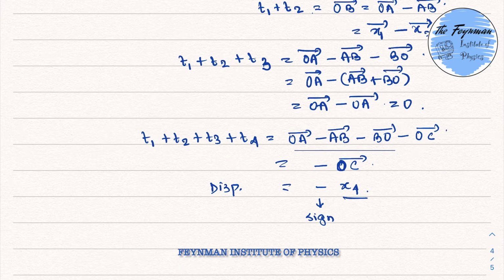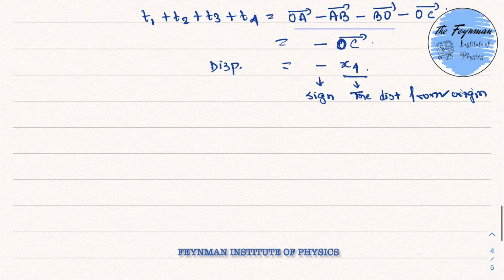And x4 is the magnitude part which represents the amount, the distance from origin, the distance of the particle from the origin actually. So this is how we define displacement. So now to better understand it, suppose the particle is moving in a path like this.